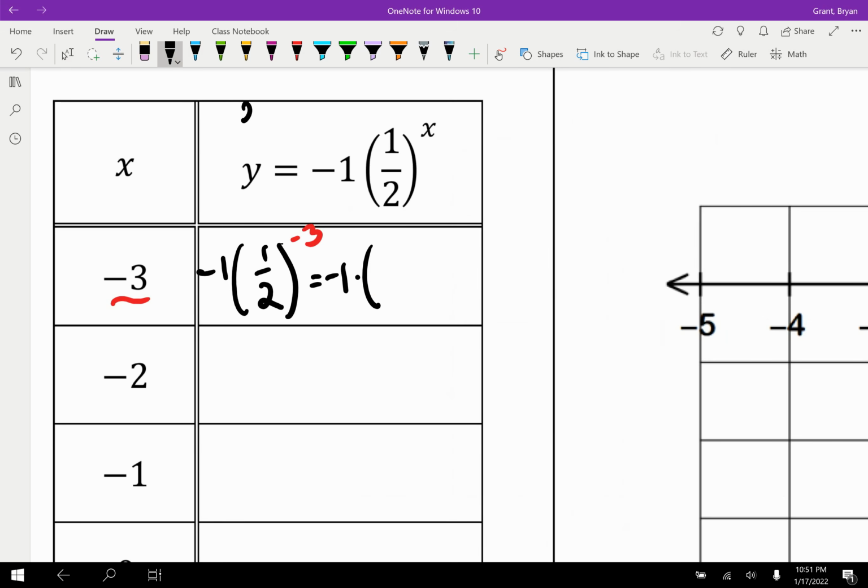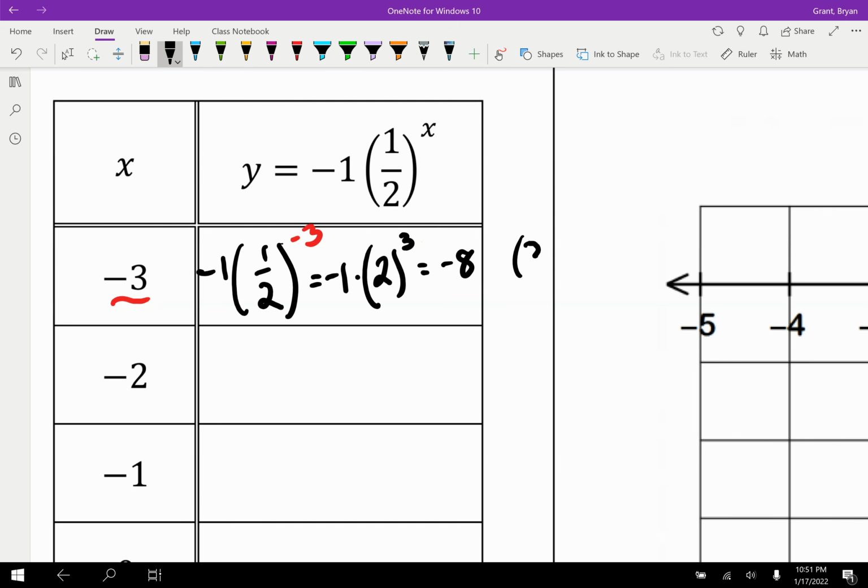Instead of 1 over 2, it's going to become 2 over 1. But 2 over 1 is really just the number 2. So the reciprocal of 1/2 is 2, and then there's still a third power here. I took care of the negative, but not the third power. Alright, 2 to the third is 8, times 1 will give us negative 8.